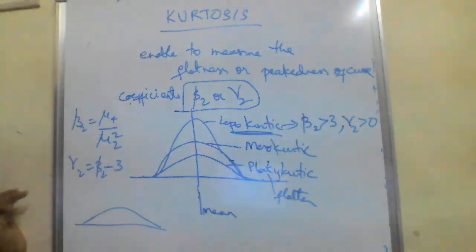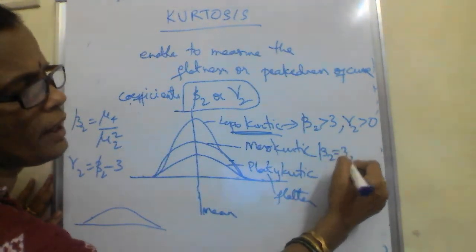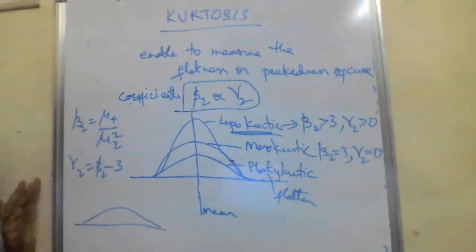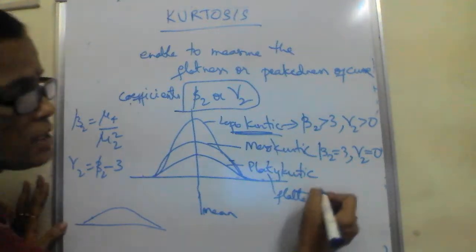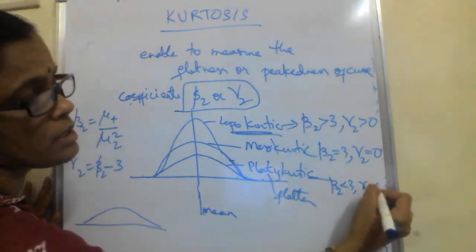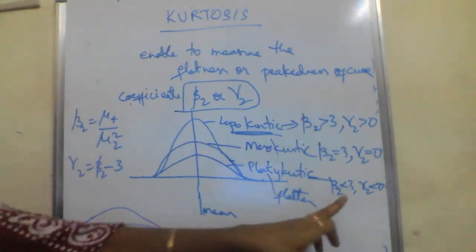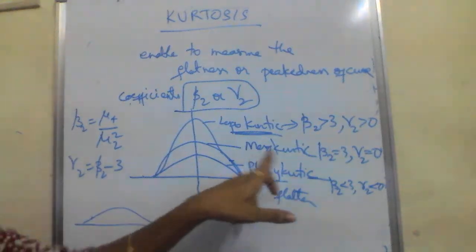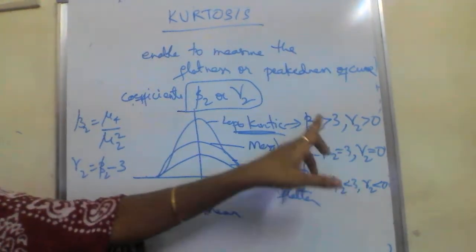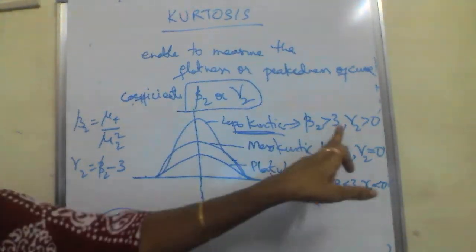If it is mesokurtic, the beta 2 value will be equal to 3 and gamma 2 will be equal to 0. And if it is platykurtic, beta 2 is less than 3 and gamma 2 is less than 0. So if it is platykurtic, you should get these values. If it is mesokurtic, you should get these values. If it is leptokurtic, you should get beta 2 greater than 3 and gamma 2 greater than 0.